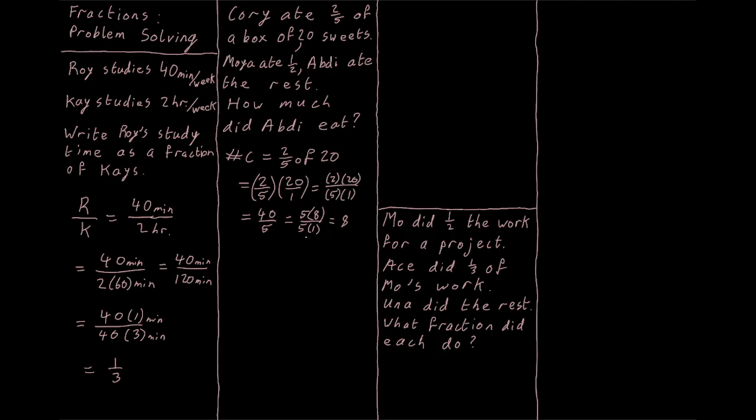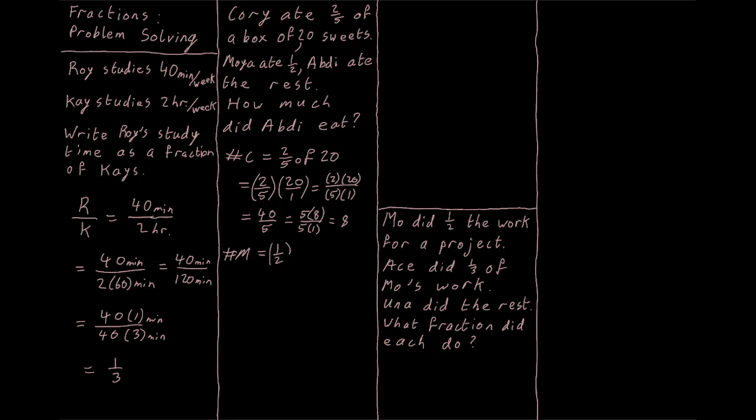So we can always simplify our fractions using our common factors. So we now know that Corey ate 8 of the sweets. Moya ate half of the box. The number of sweets that Moya ate was half of 20.